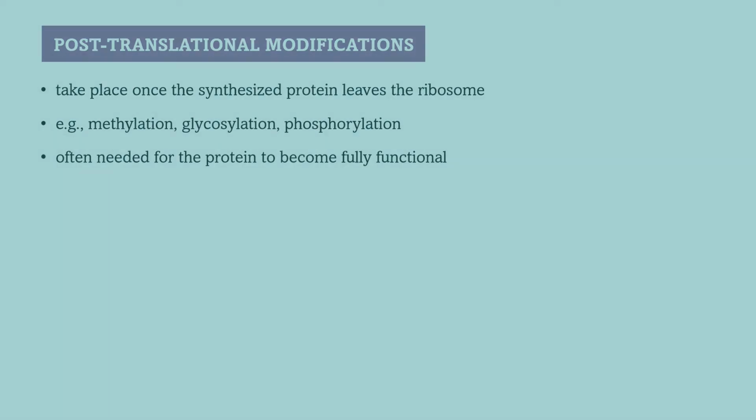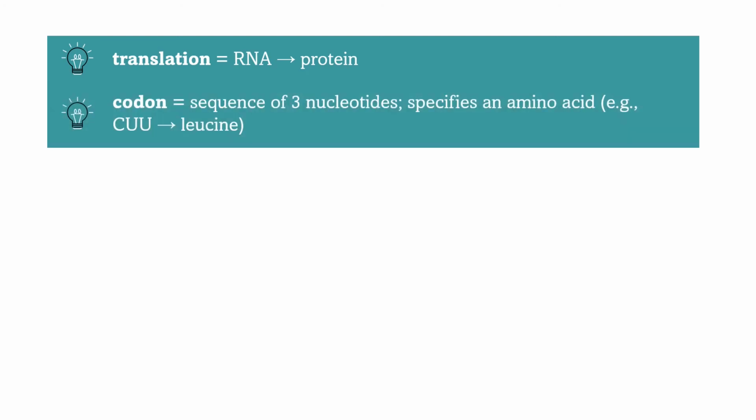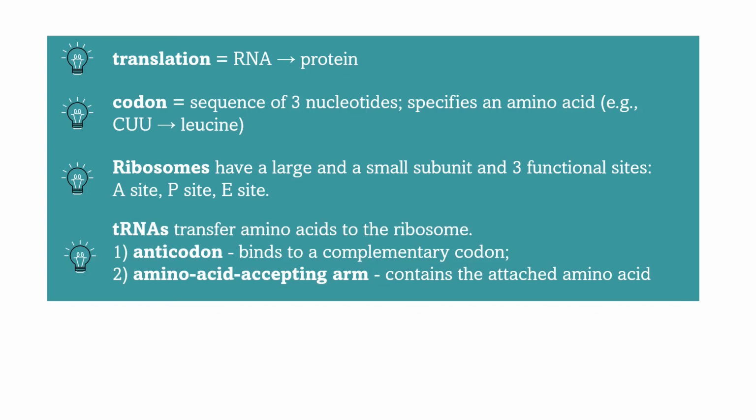Okay, so now let's summarize what we've learned today. First, we said that translation is a process of synthesizing a protein from the transcribed RNA. We also talked about codons, sequences of 3 nucleotides that specify amino acids, and ribosomes that have 2 subunits, a large and a small subunit, and 3 functional sites, A, P, and E site. Then we mentioned tRNAs, which transfer amino acids to the ribosome, and we talked about their specific structure with the anticodon, which binds to a complementary mRNA codon, and the amino-acid-accepting arm, which attaches the amino acid.